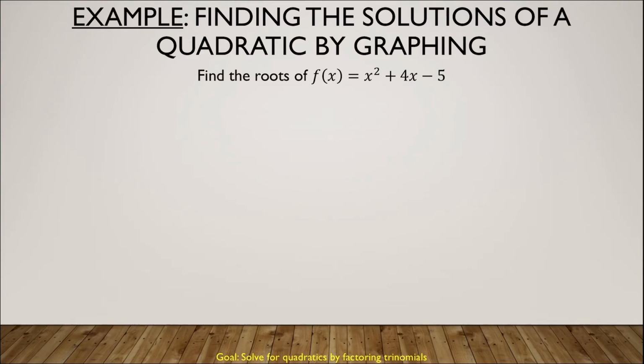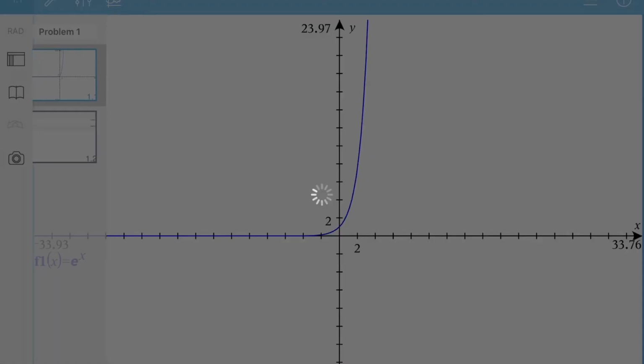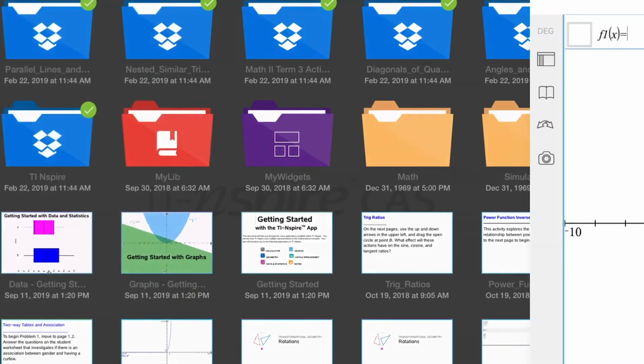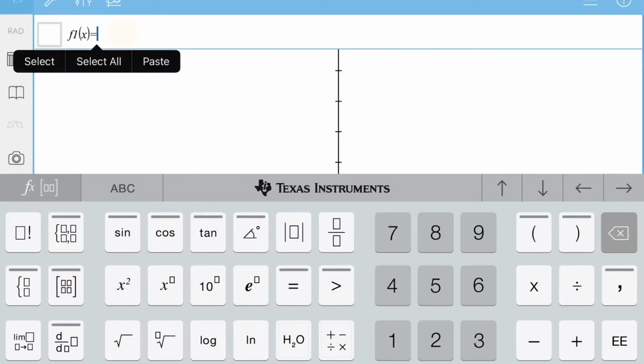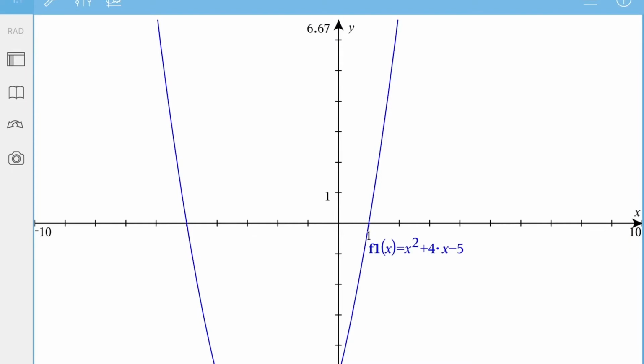Okay, so I'm going to switch over to my Inspire calculator here. Actually, let's just start a new one. We're going to add a graph here. My function was x squared plus 4x minus 5. Okay, so hit enter. There's my quadratic. I'm looking for a 0.